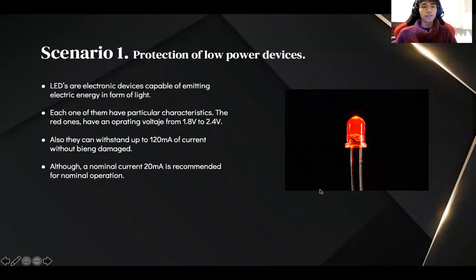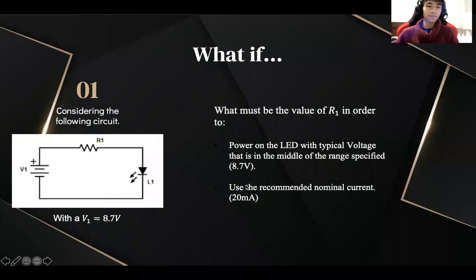And let's start. In the first scenario, we have the protection of low power devices. In this case, it's a red LED that operates with a voltage of 1.8 volts to 2.4 volts. Also, it can withstand up to 120 milliamperes of current without getting damaged, although a nominal current of 20 milliamperes is recommended for nominal operation.